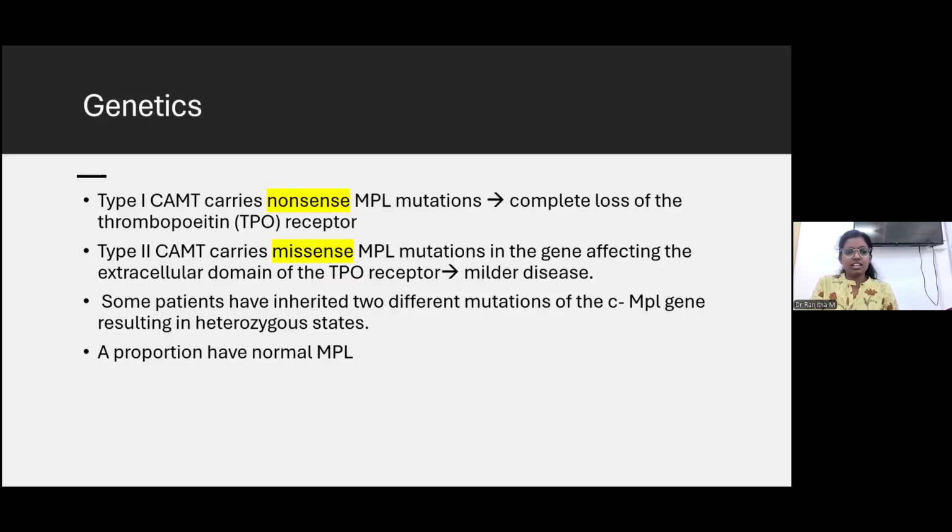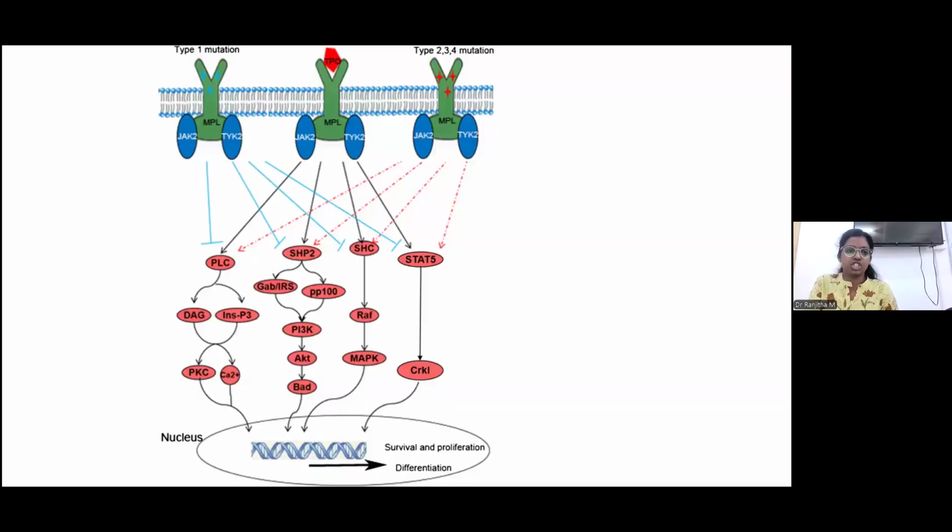So coming to the genetics, type 1 has a nonsense MPL mutation, thereby leading to complete loss. But type 2 has a missense mutation, thereby causing a milder disease because some amount of the intracellular domain of the TPOR is present. Some patients have inherited 2 different mutations of the cMPL gene, resulting in compound heterozygous states. However, a proportion of them may have normal MPL. This is the variety which is still under investigation.